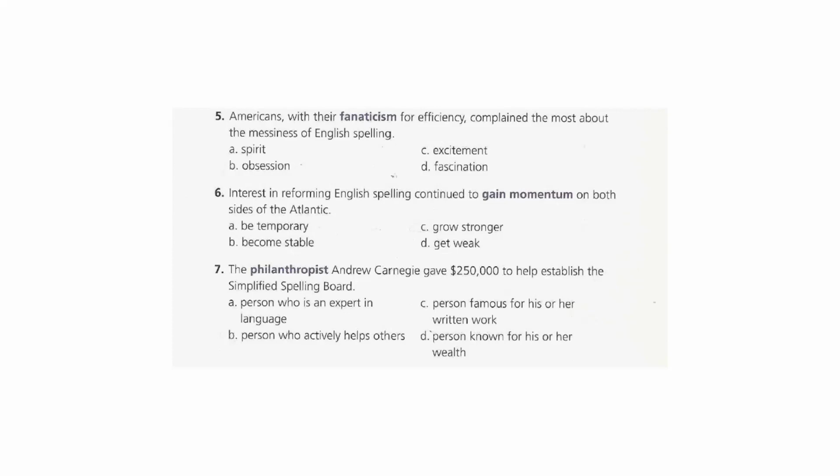Seven, the philanthropist Andrew Carnegie gave $250,000 to help establish the Simplified Spelling Board. Person who is an expert in language, person who actively helps others, person famous for his or her written work. Yes, a philanthropist can be a female also. Person known for his or her wealth. Remember, pick the closest. Oh, Miss Caroline, she's a philanthropist.